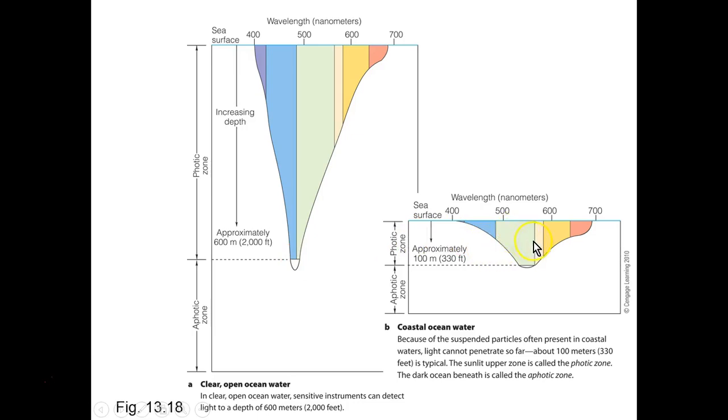Whereas over here, this is an example of a coastal ocean environment where you have a lot of sediment in the water, you have a lot of particles in the water, and therefore the light is absorbed more quickly and cannot penetrate as deep. So in this example, the euphotic zone only goes to 100 meters depth. Okay, so the depth of photosynthesis, how deep down photosynthetic organisms can live, very much depends on the clarity of the water.